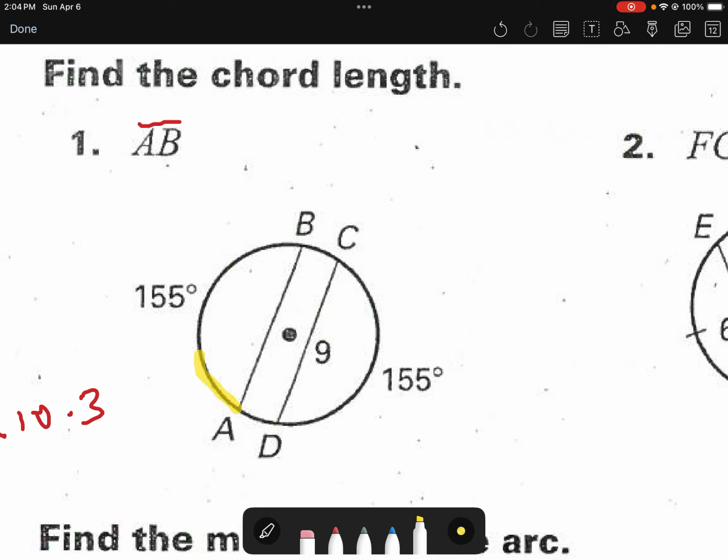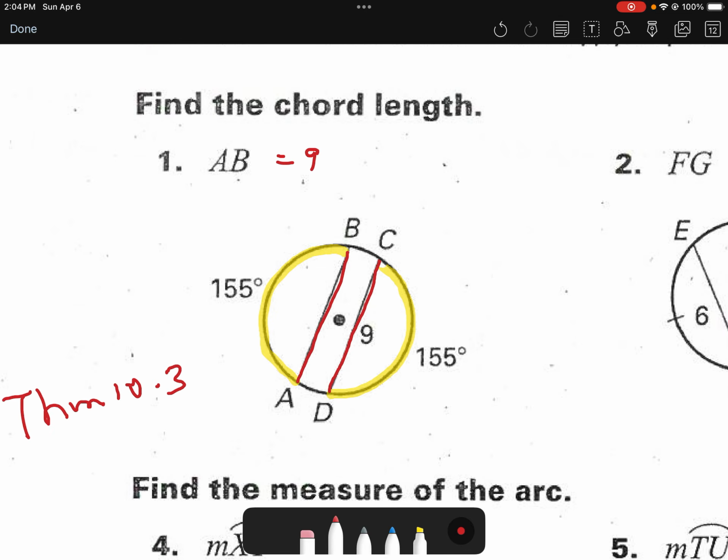Well, we have arc AB that has a measure of 155, and we have arc DC that has a measure of 155. When you have two arcs that are the same measure from the same circle or congruent circles, then the chords that correspond to them are going to be congruent. So notice how chord segment CD has a length of 9. So does segment AB. It would have a length of 9 as well. That's how theorem 10.3 works.